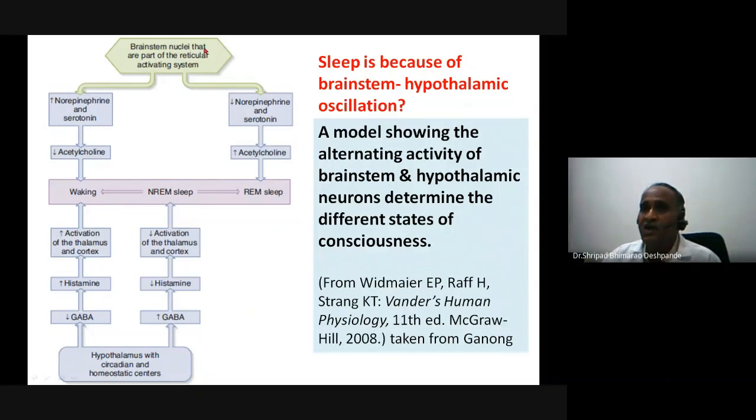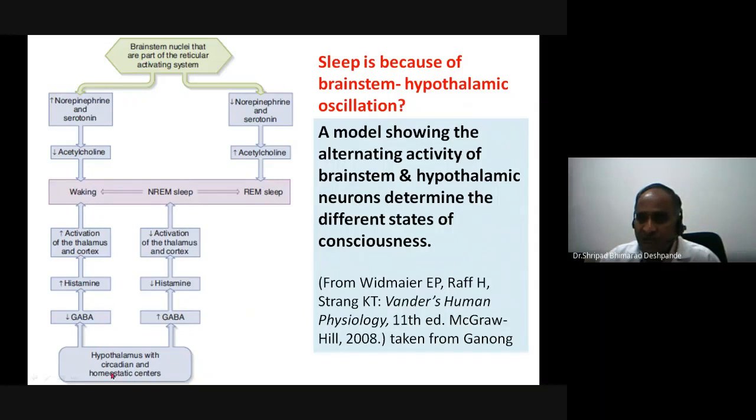Brainstem nuclei, I have already mentioned, is the reticular activating system. They will increase norepinephrine and serotonin, and of course they have the reciprocal interaction with acetylcholine, decreasing the acetylcholine, and that keeps us awake. That is a wakeful state.